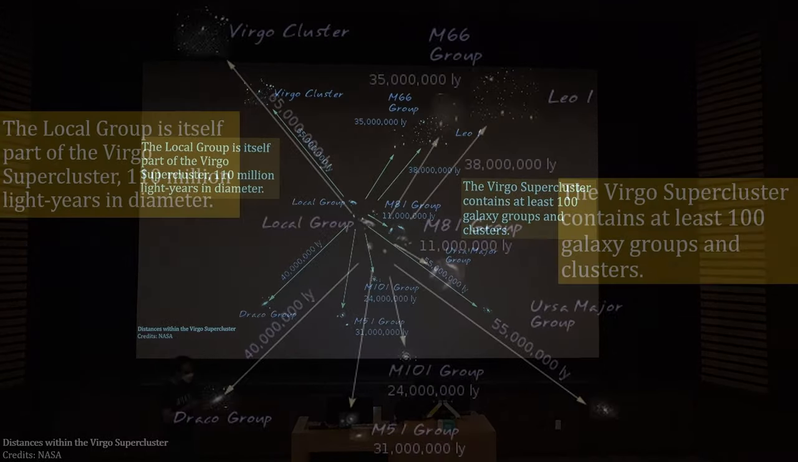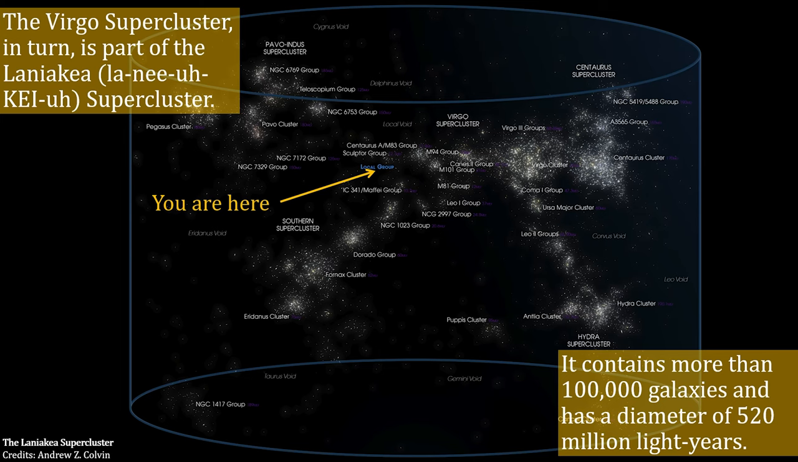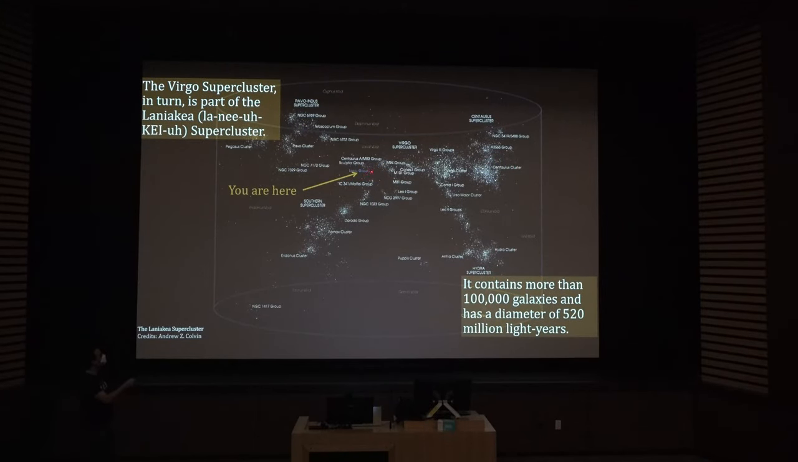Okay, so let's move on. Now the Virgo supercluster, you can see that this just keeps going. So the Virgo supercluster in turn is part of the Laniakea supercluster. It contains more than 100,000 galaxies and has a diameter of 520 million light years. So this is here the local group, and in this area is the Virgo supercluster, but there are all these other clusters and groups over here, and all of these are part of this one thing that is called the Laniakea supercluster.